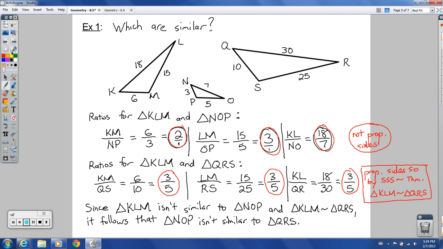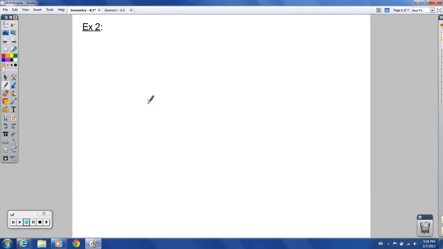Let's check out a second example. Example 2, are these similar? This one I'm just going to give you 2 triangles instead of 3. This one will be a little more straightforward, I would say. And here's one triangle.